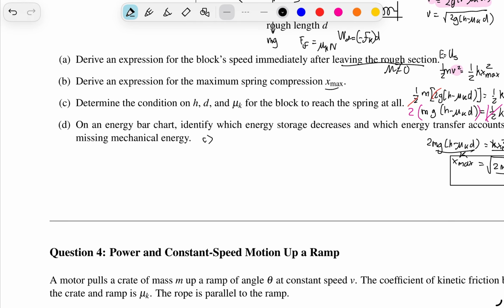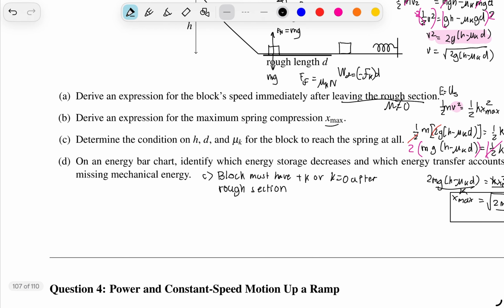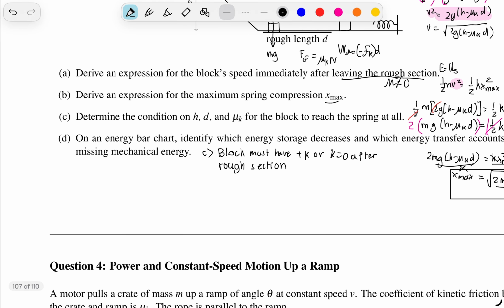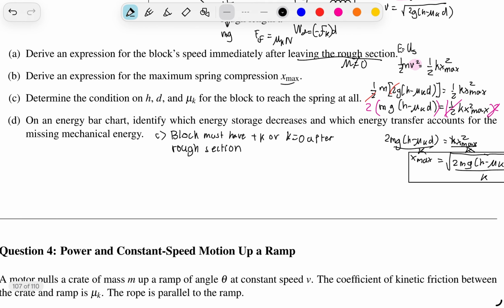Okay, so in order for us to reach the spring, that means that the block must have positive kinetic energy, or kinetic energy equal to 0 after you are at the rough section. If you have positive kinetic energy, then you have enough energy to continue moving at a velocity and compressing the spring, and maybe you'd reach your maximum x max, who knows. But if K is equal to 0, that means you would just get into contact with the spring at least.